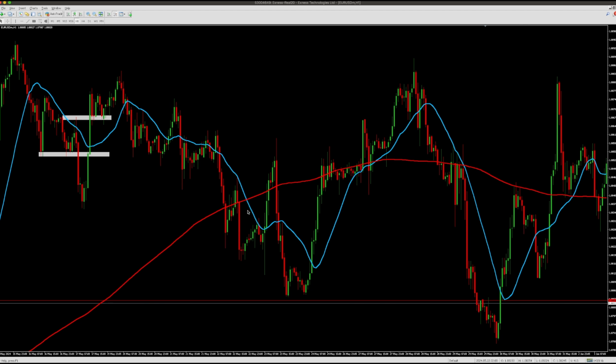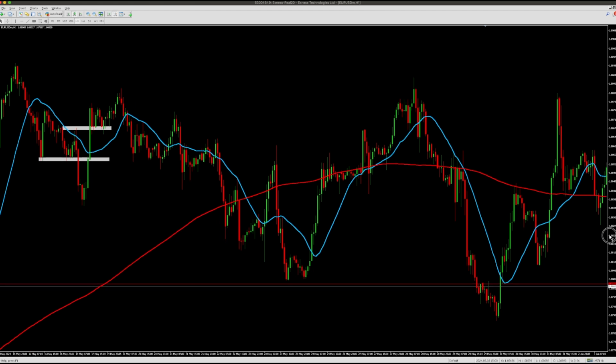So you keep looking for an opportunity in that direction. You can see here the market breaks below the 200, which is the red one, and it's also below the 20. You don't take a trade here. You wait for the market to pull up above the 20. It can cross above the 200, but as long as it is above the 20, you look for selling opportunities there.